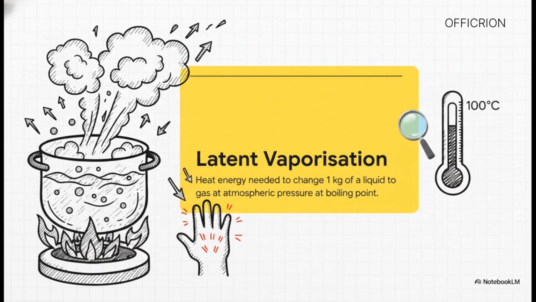Because of this extra hidden absorbed energy, the particles in hot steam actually hold way more energy than the particles in boiling water, even if they are both sitting at the exact same temperature of 100 degrees Celsius.